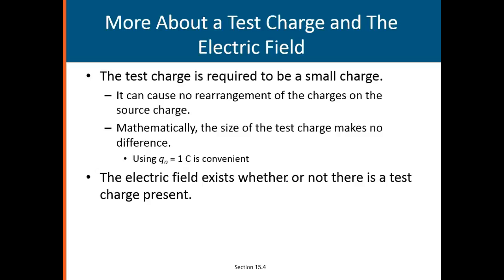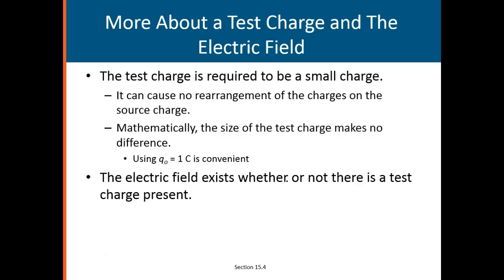More about the test charge in the electric field. The test charge is required to be a small charge. It can cause no rearrangement of the charges on the source charge. It's that small, it doesn't influence them. Mathematically, the size of the test charge makes no difference. So a lot of times we'll use it to be 1 coulomb. But now they already told you 1 coulomb is a huge charge, okay?